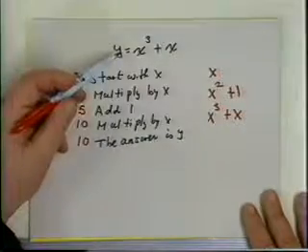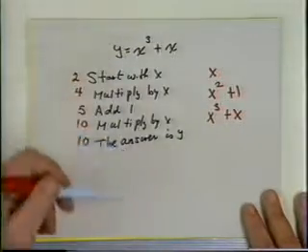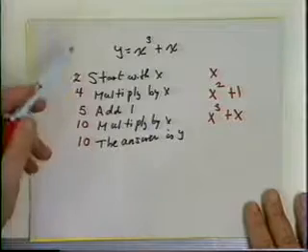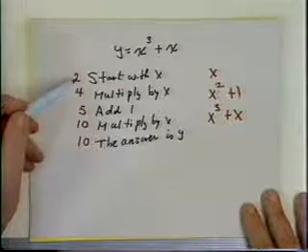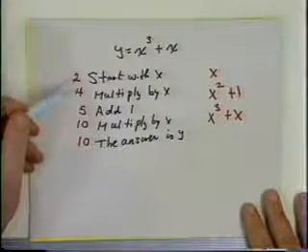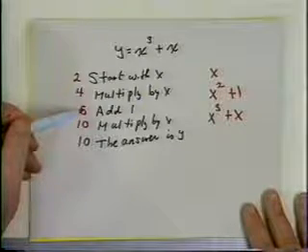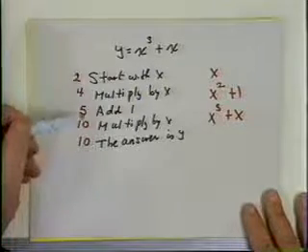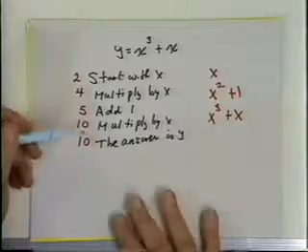Now watch how easy it is to start with x and go to y. I say, well, what if x was 2? If x was 2, I start with 2, multiply by x, 2 times 2 is 4, add 1 is 5, multiply by x, 5 times 2 is 10, so the output would be 10.